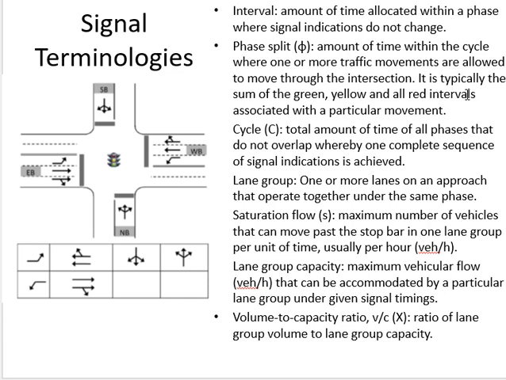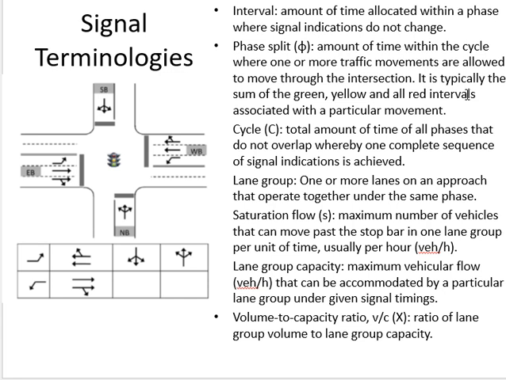Okay, what is a lane group? One or more lanes on an approach that operate in the same phase. So you see here, there are 3 lanes in this approach. The lanes which will operate together from this approach will be considered in one lane group.